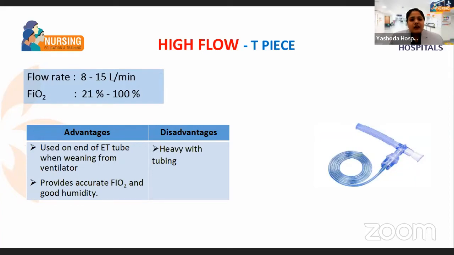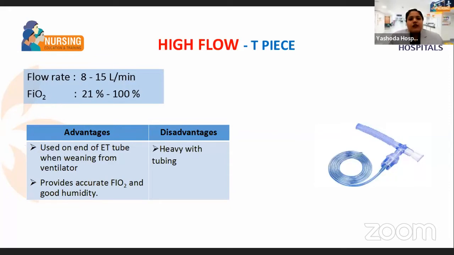Here we will be using the T-piece only for a short period of time. When you place the patient on the T-piece, you will come to know whether the patient is initiating the breath or not. That is the main importance of the T-piece. Whenever you use the T-piece with a high flow rate, it is considered a high flow device. It delivers about 8 to 15 liters per minute, and FiO2 21 to 100%.